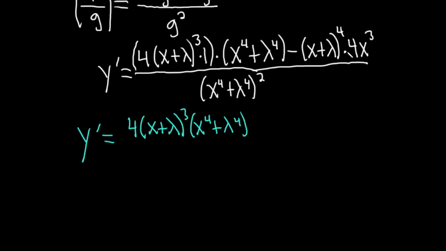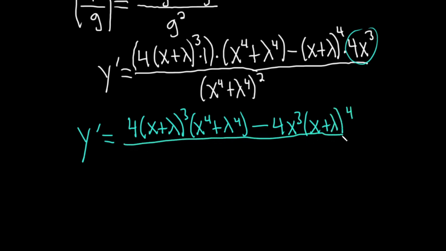And then here I'm going to put this in the front just to make it look better. So minus 4x cubed, and then we have x plus lambda to the fourth. And all of this is being divided by this piece here. So it's x to the fourth plus lambda to the fourth, and this is squared. Okay, so I feel that's a little bit easier to work with.